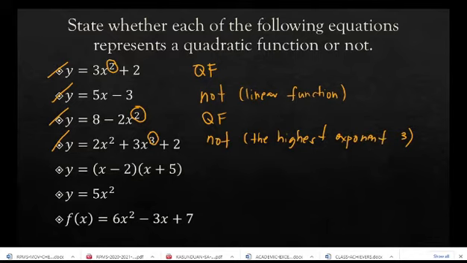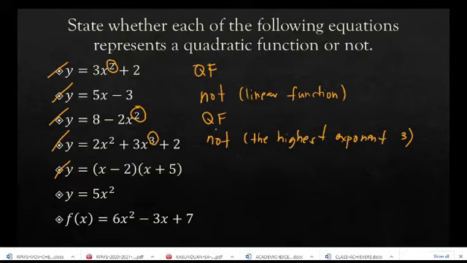Let's have the next one. Y is equal to x minus quantity x minus 2 times quantity x plus 5. So what do you think is the answer? Is it quadratic function or not?